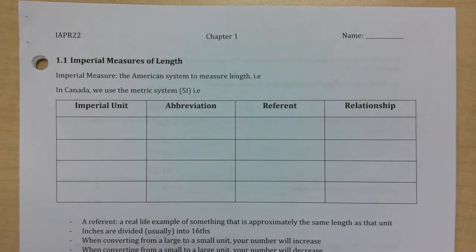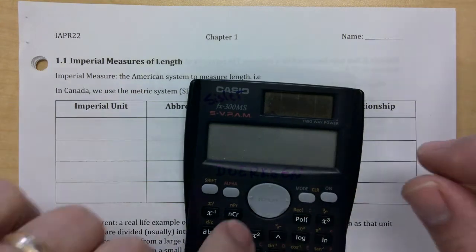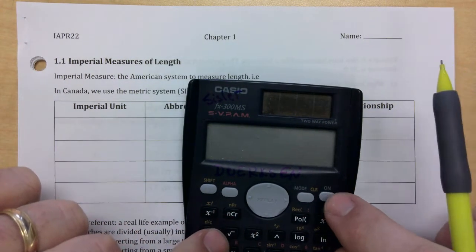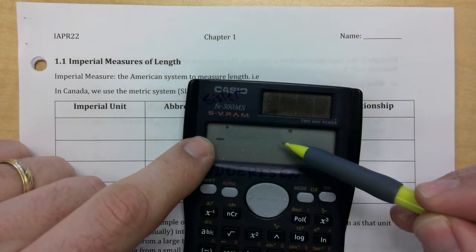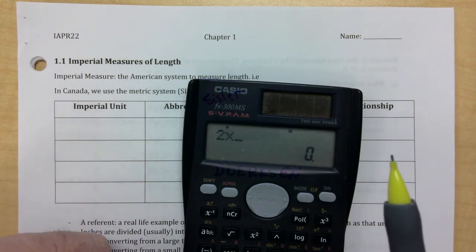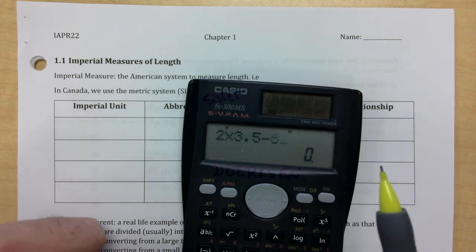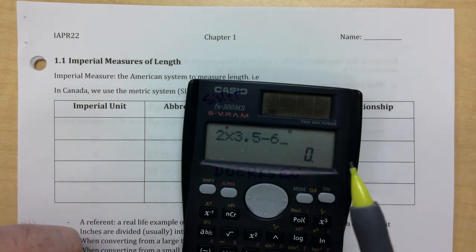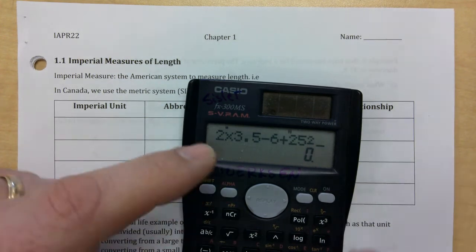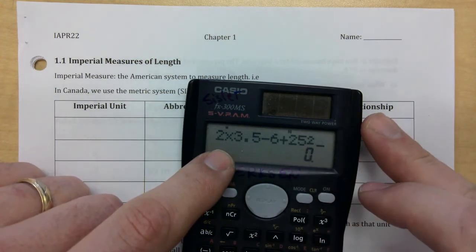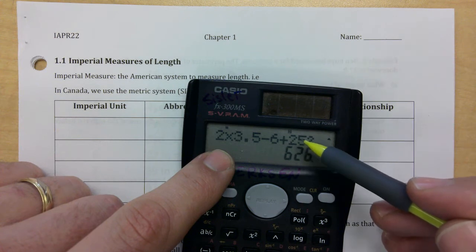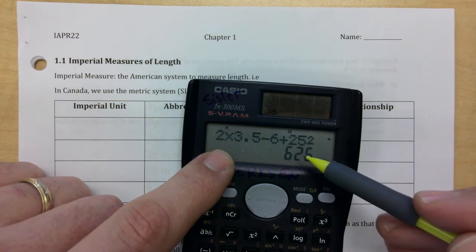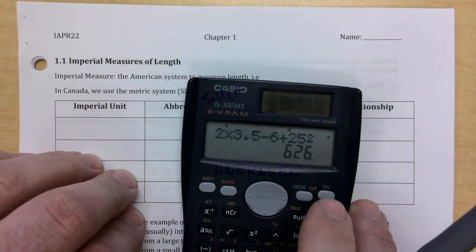Now, get a good calculator. I would suggest it's the best money you will spend. Get a two-line calculator where you can type in expressions, right? 2 times 3.5 plus 6, plus 25 squared, for example. You can see everything you're typing in, and when you press equals, it tells you the answer, and your expression is up there. Those are the best calculators.